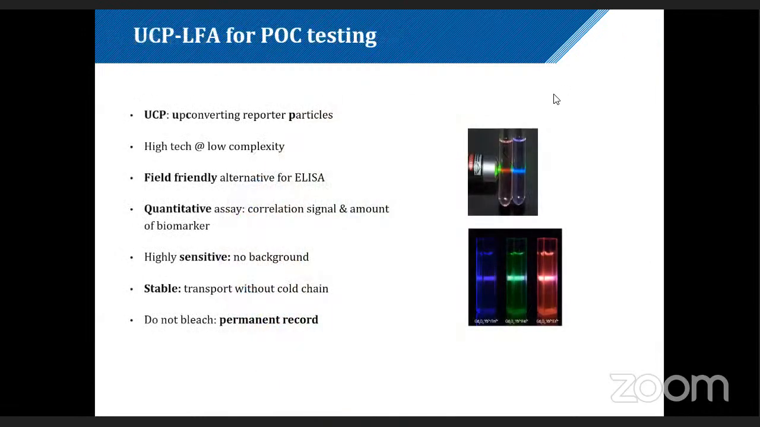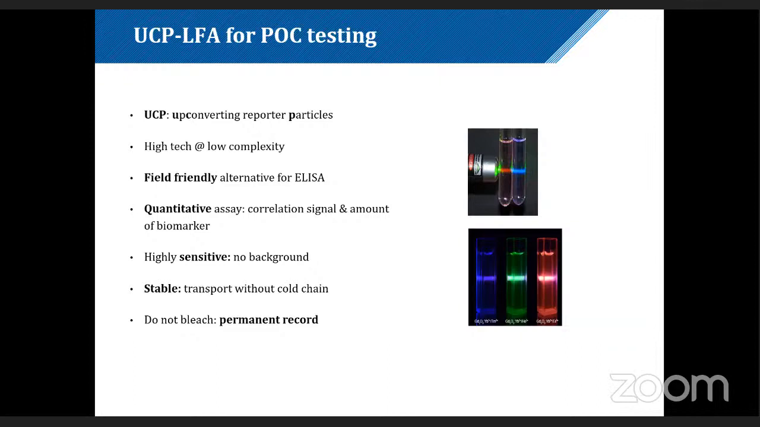And how have we done it? Well, since 2007, I've been working together with Paul Korstjens in our lab, and he has a system called UCP lateral flow. So UCP stands for upconverting reporter particles. It is a highly technical instrument, but it can be used at low complexity. It is a field-friendly alternative for an ELISA, and I will show you in a minute how it works exactly.